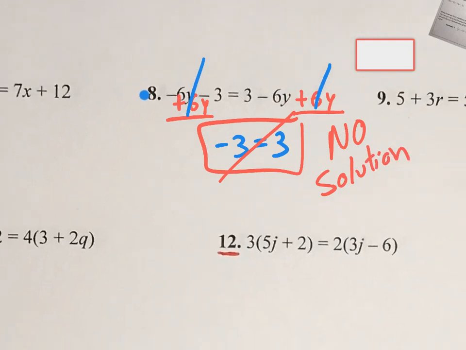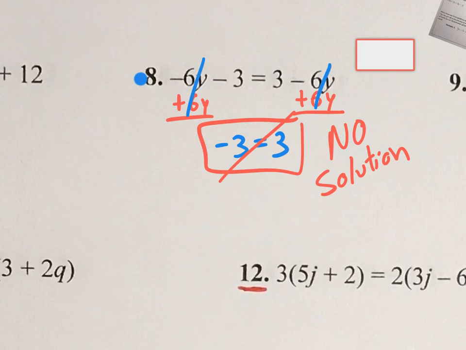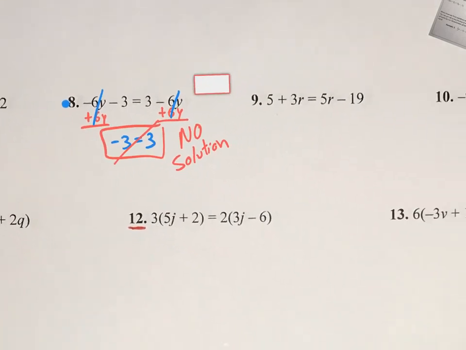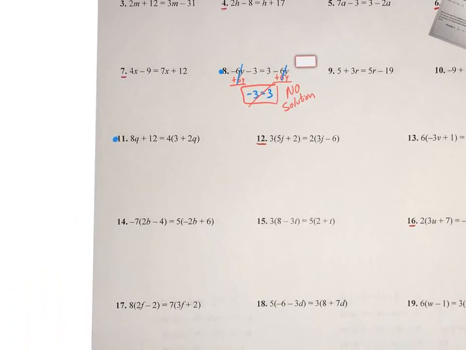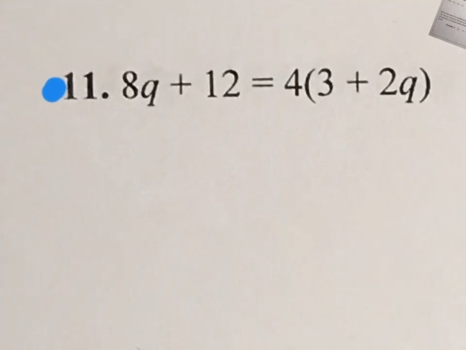Let's try another special case. Let's try a different one. Number 11 is a special case problem. So again, you're supposed to see if you could simplify the left side. There is no distributive property. There is no combining like terms.